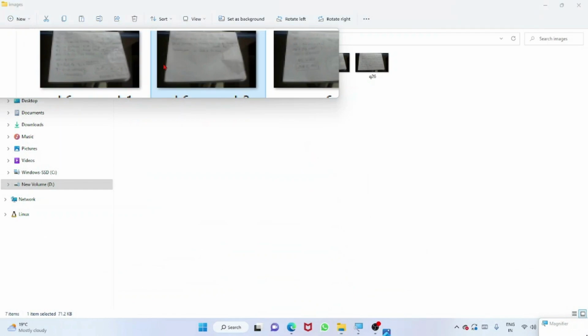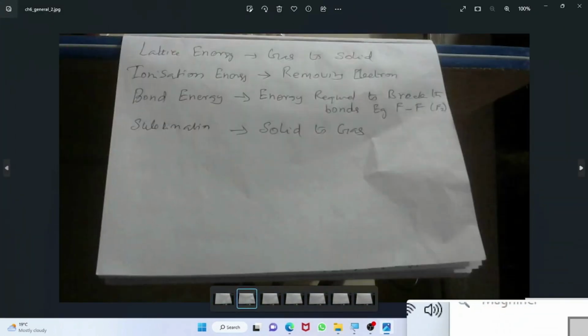Now the second information. Lattice enthalpy is the enthalpy change when gaseous ions change to solid. Ionization enthalpy is when we are removing an electron from the element. Bond enthalpy is the energy required to break the bond. Example, in the fluorine F2, the F-F bond we are breaking. And sublimation is solid to gas.